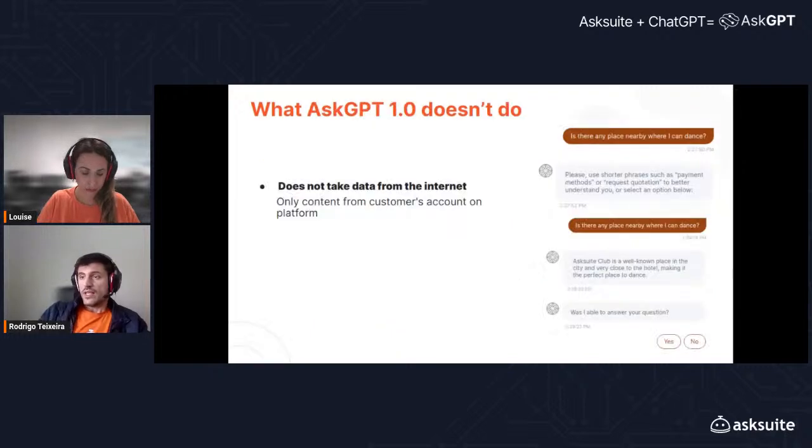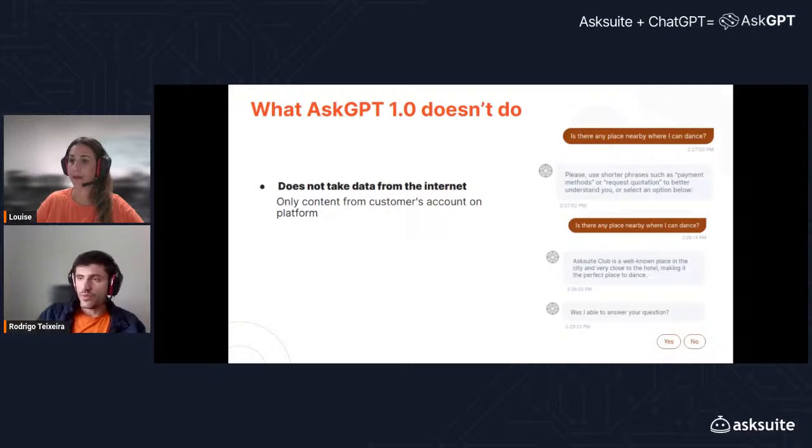Yeah. So we will see now what the first version of our AskGPT is enabled to do. It doesn't capture data from the internet. That's the first point. So only the customer content on our platform. So that's a way to avoid incorrect responses or even getting wrong content from other hotels or something like that.